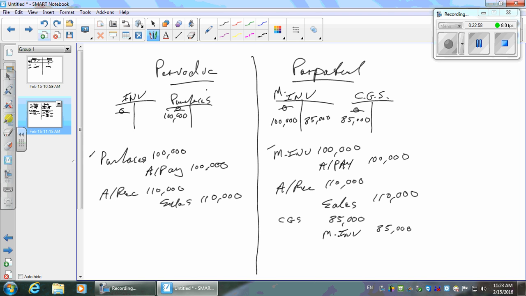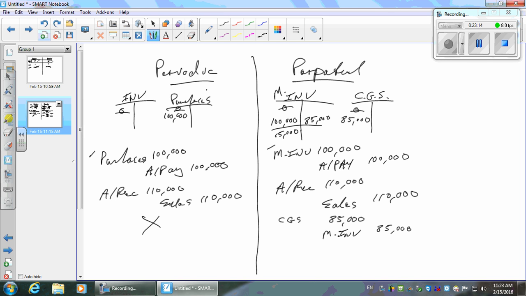Everybody good so far? What do I have left in merchandise inventory? 15,000. Okay. What would I do on the periodic side? Nothing. No entry for cost of goods sold. I'm not perpetually keeping track of my inventory.